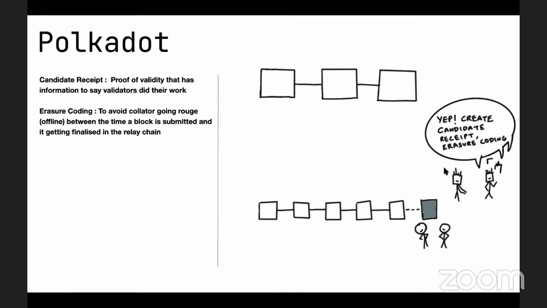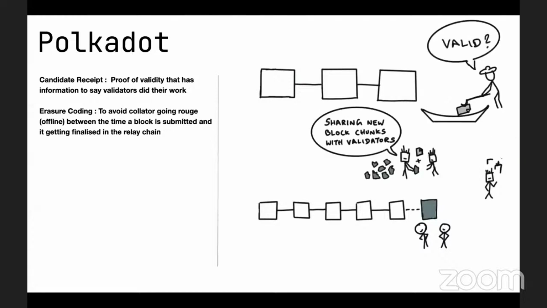So now the erasure coding is created and the candidate receipt is created, and they are all added. So this is what I was explaining, right? Sharing the new block chunks with validators. The block is made into different chunks, and every validator will get a piece. And all this communication between these validators, all these different nodes, will happen with the protocol that Polkadot has created. It's called cross-chain message passing, XCMP, right? And that is how they do all this gossip communication among themselves.